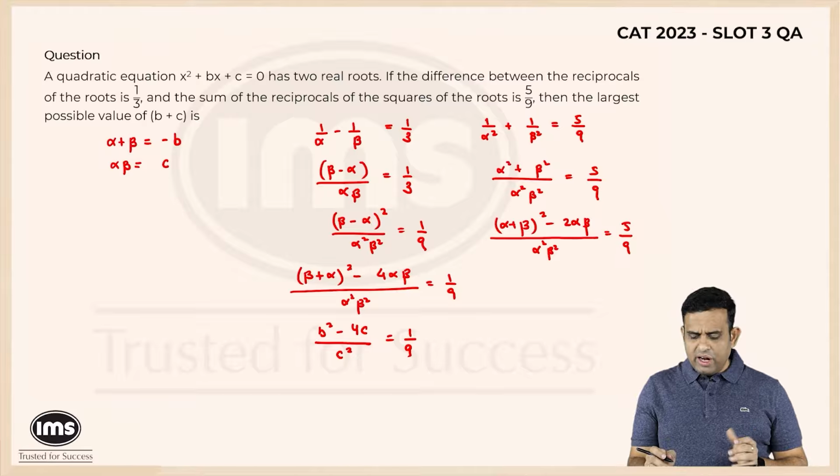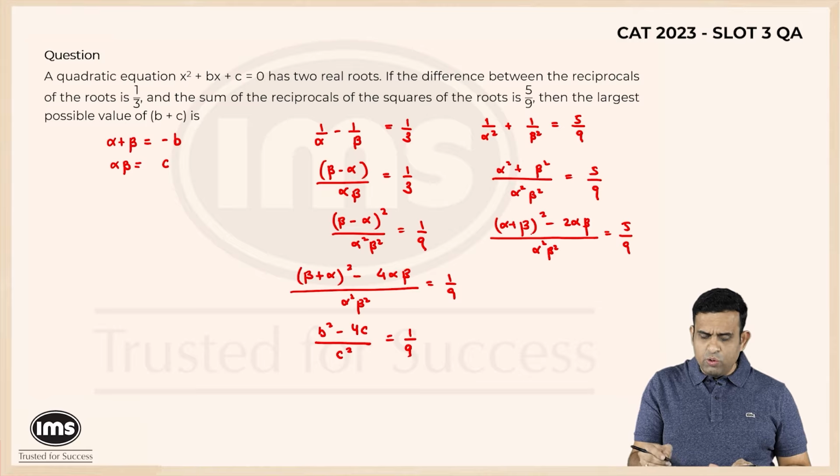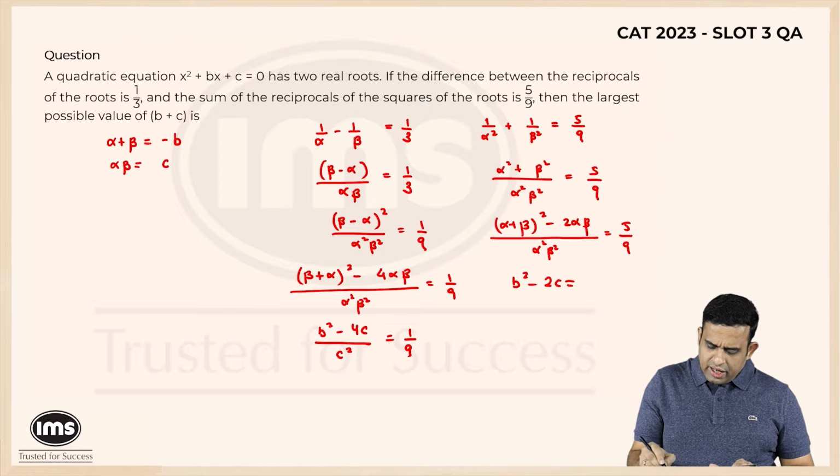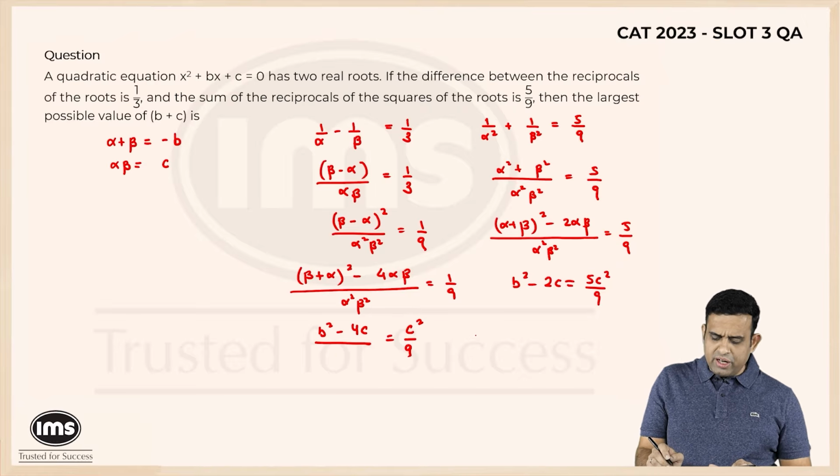So over here, this term alpha plus beta whole square again becomes b square minus 2c, and upon c square equals 5 by 9, or one can say 5c square by 9 here. Here also, if I cross multiplied, it will become c square by 9.